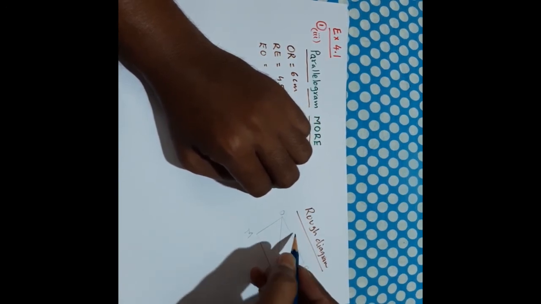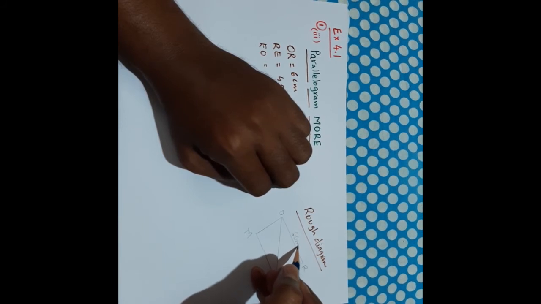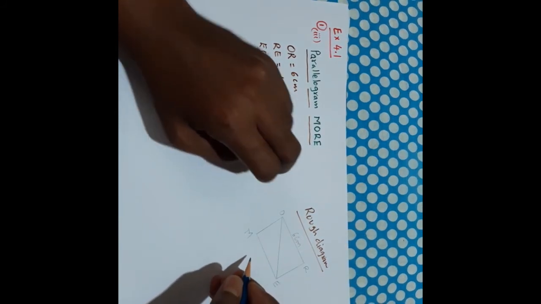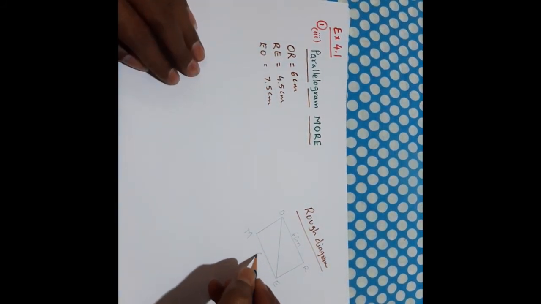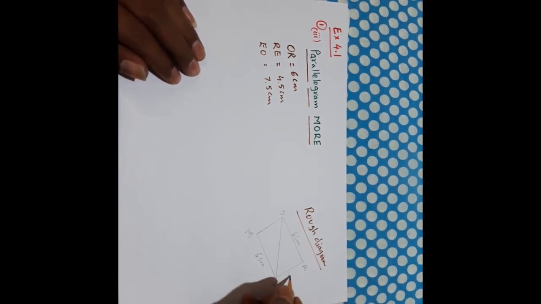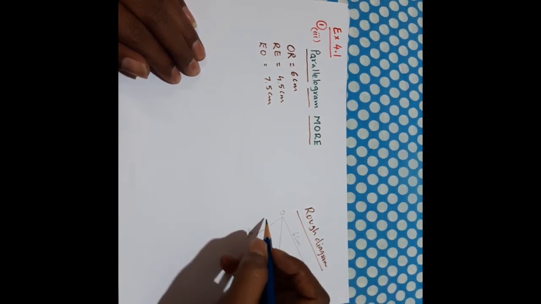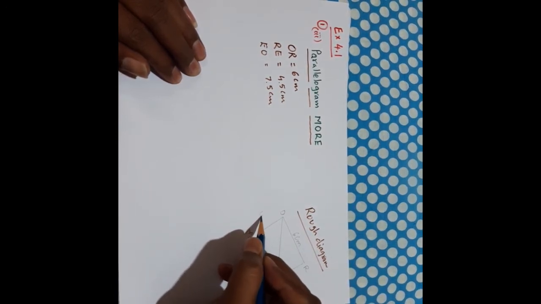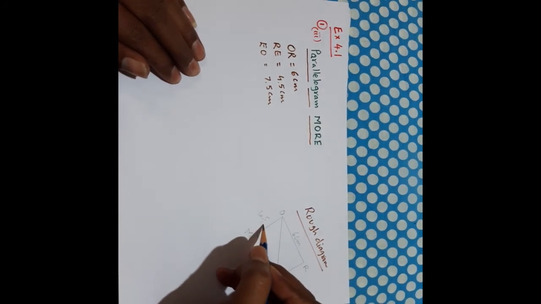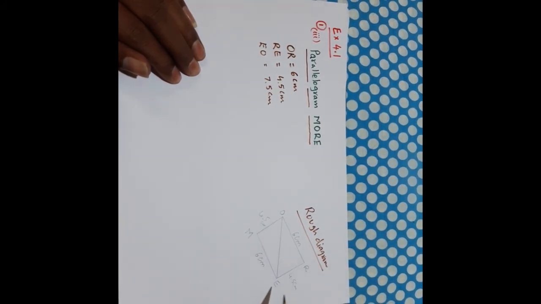Here OR is 6 centimeter. If OR is 6 centimeter, then ME is also 6 centimeter. RE is 4.5 centimeter. If RE is 4.5, then OM or MO is also 4.5 centimeter. Then diagonal OE is 7.5 centimeter. So keep it in mind, in a parallelogram, the diagonals are not equal.